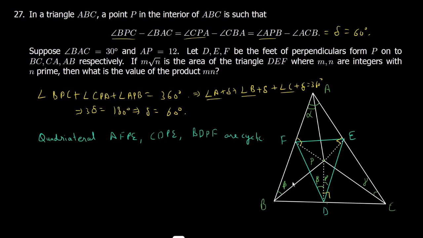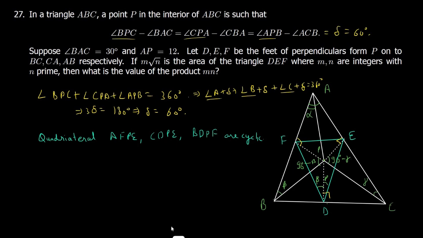Now if I talk about this triangle BPF, the triangle BPF is a right angle triangle. This is a right angle. So this angle is beta, and I know that this angle will be 90 degrees minus beta. Let me write this P over here. If this angle is beta, this angle will be 90 degrees minus beta, and this angle will be how much? 90 degrees minus gamma.